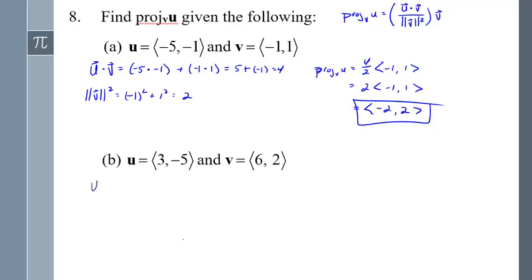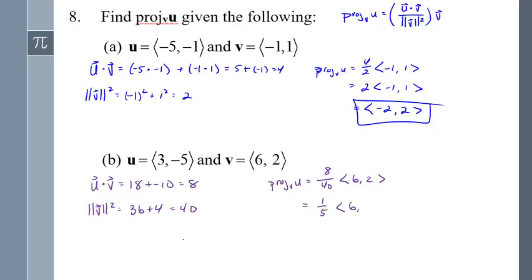Same thing for b. Find the dot product. It's going to be 3 times 6 is 18 plus -10. It's a dot product of 8. Magnitude of v squared is 36 plus 4, which is 40. So you get the projection once again of 8/40 times 6, 2, which is 1/5 times vector v, which leaves me with 6/5, 2/5.